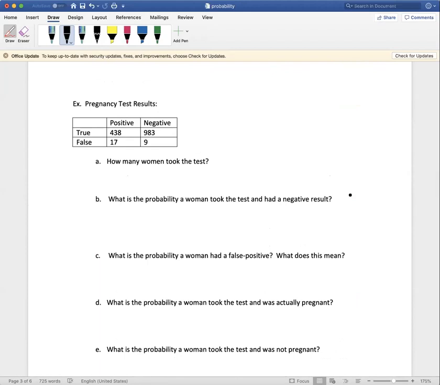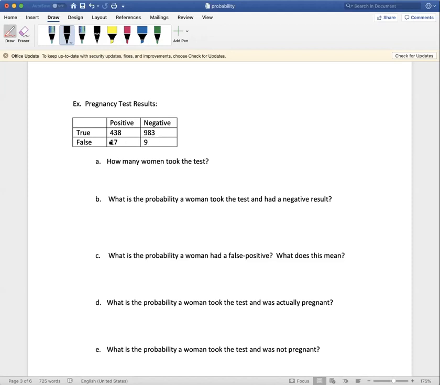Let's take a look at this one for pregnancy test results. So here we have a grid of pregnancy test results. And this grid breaks it up into true positives, true negatives, false positives, and false negatives. So let's talk about what a true positive is. A true positive means that 438 women took the test, the result came out positive, and it was correct. And a true negative means that 983 women took the test, they received a negative result, and it really was negative, so they weren't pregnant.